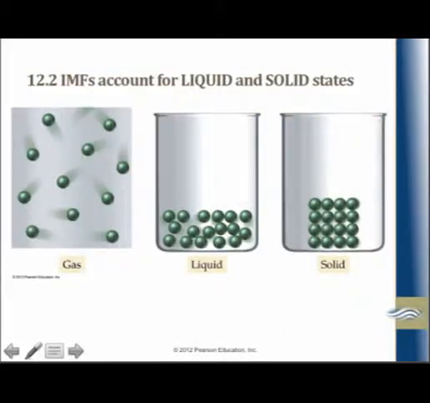Let's first of all talk about how IMFs account for liquid and solid states. Now, we have rehearsed the kinetic molecular theory and how it accounts for the motions of molecules in the gas phase, the liquid phase, and solid phase. And let's go through that one more time. We say in the gas phase, the molecules or the atoms are totally independent and fast-moving, and they have no IMFs operating. But in the liquid phase, which is more dense, the molecules are close together and can set up IMFs. They make and break these IMFs.